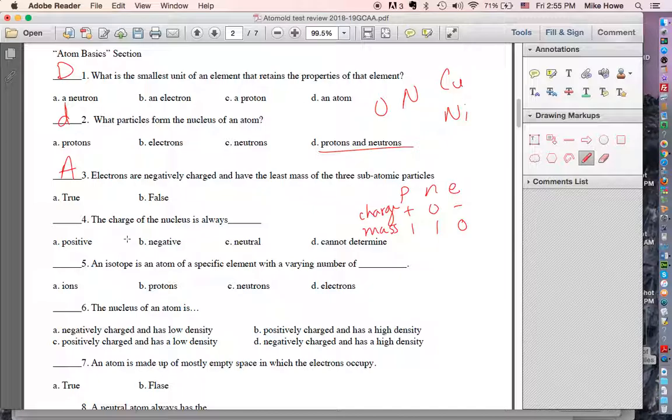So the charge of the nucleus is always what? Well, what's in the nucleus? The protons and the neutrons. So that charge is positive, and that's 0, so the overall charge of the nucleus has to be positive.